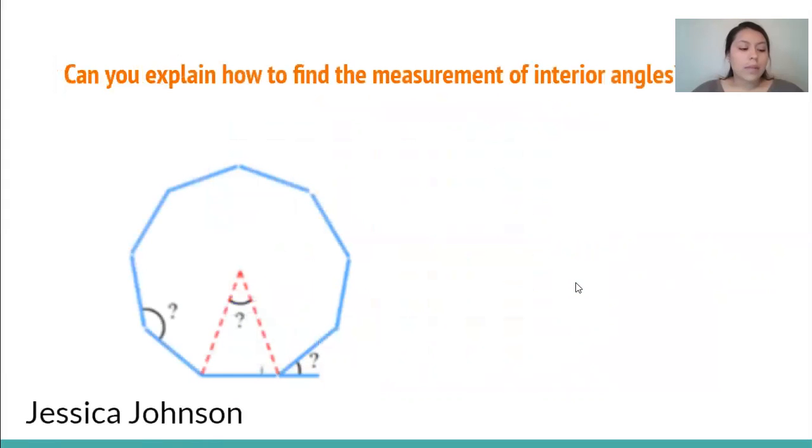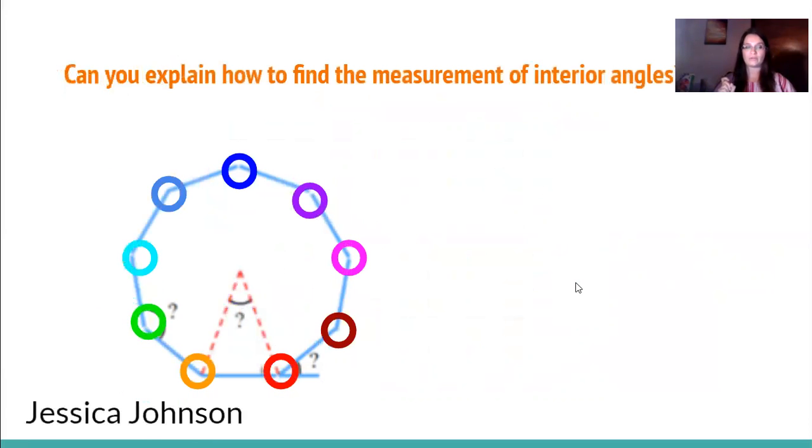Jessica, can you explain how to find the measurement of interior angles? Great question, Cece. First, count how many interior angles that you have. Cece, I have colored each interior angle. I use different colors so you would not lose your place. We have 9 interior angles, correct? Yes, the polygon is called a nonagon.